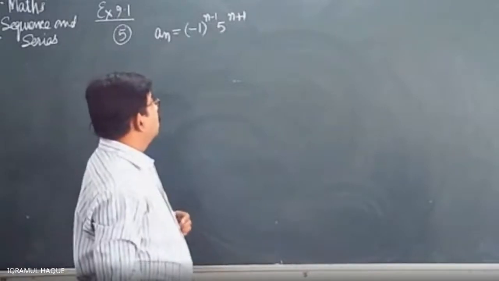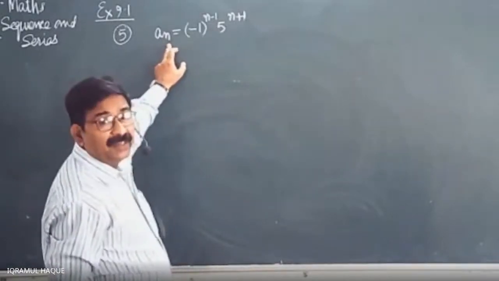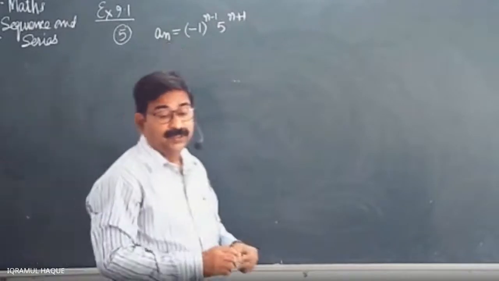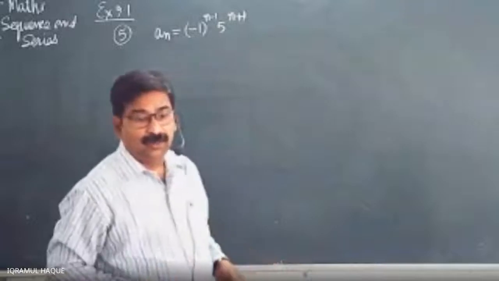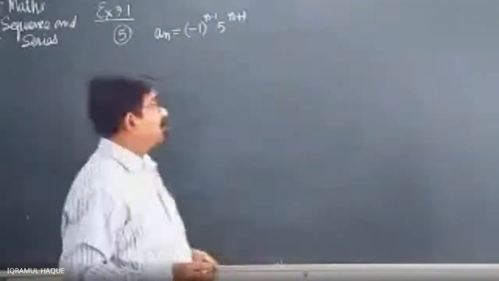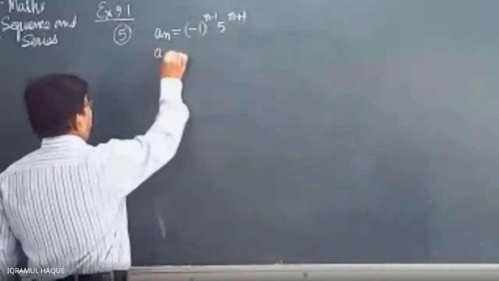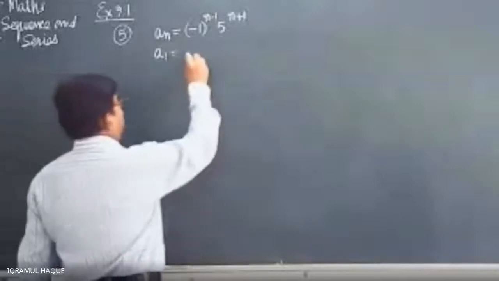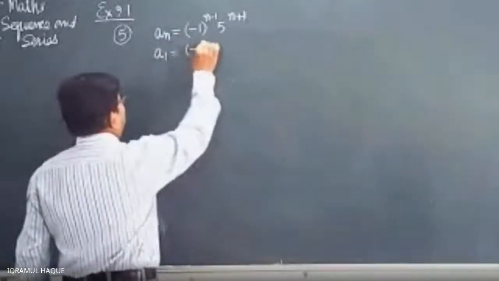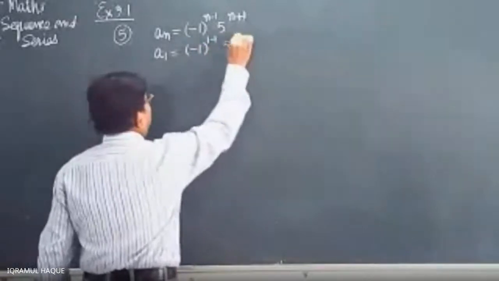So simply what to do? We have to change the value of n, like n is equal to 1, n is equal to 2, n is equal to 3, n is equal to 4, n is equal to 5, and all values can be obtained. Like I am finding a1, which means in place of n we have to put 1. See here, (-1)^(1-1) * 5^(1+1).